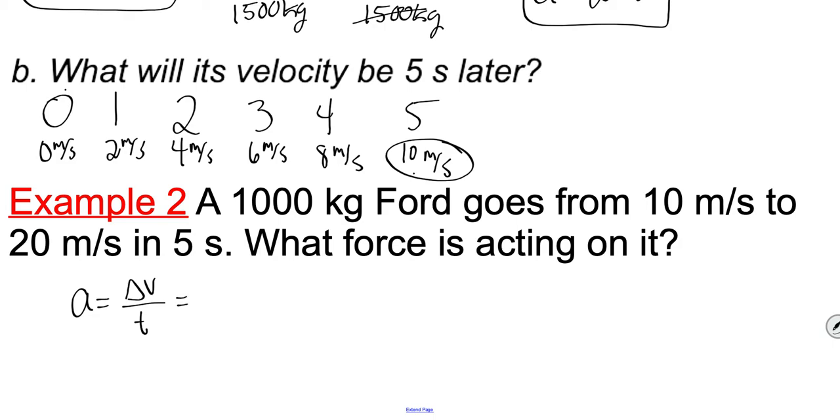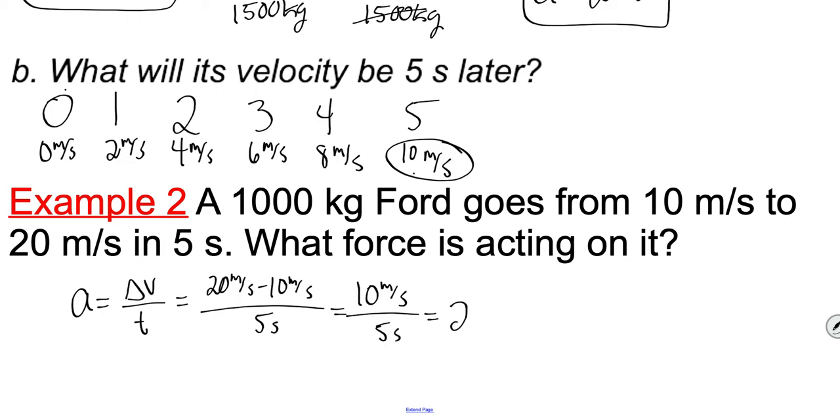Well, that is a final minus initial, so 20 meters per second minus 10 meters per second velocity over 5 seconds. So that's 10 meters per second difference in 5 seconds, which is a 2 meters per second squared acceleration, just like the last question. All right, so now we need to use that number. So we have the 2 meters per second squared acceleration, and we have the mass right there. So now we're using our force equation in conjunction with that acceleration equation, okay? Because we're trying to find that force acting on the car.